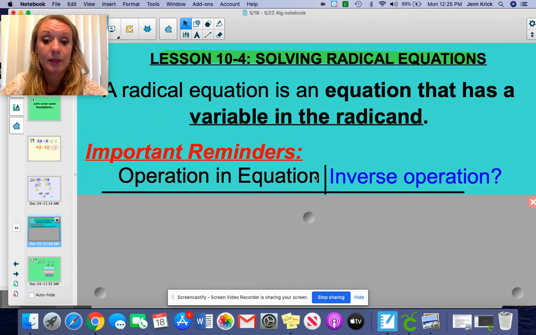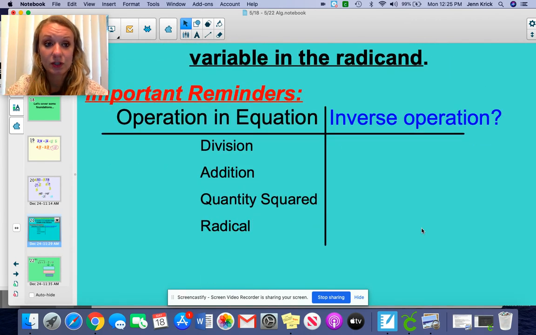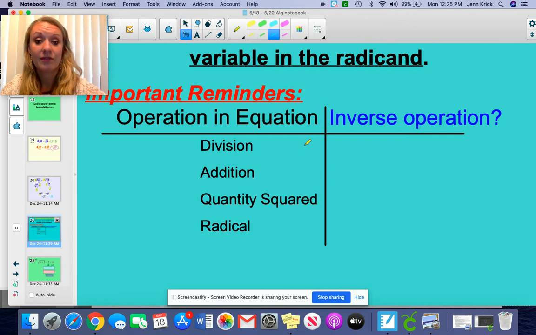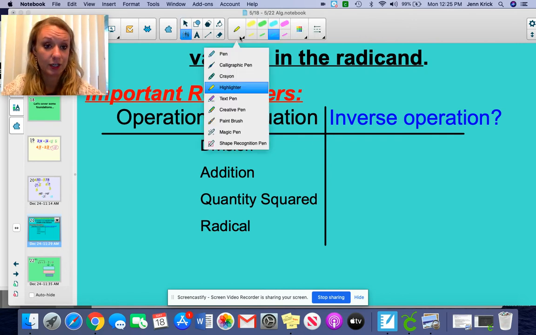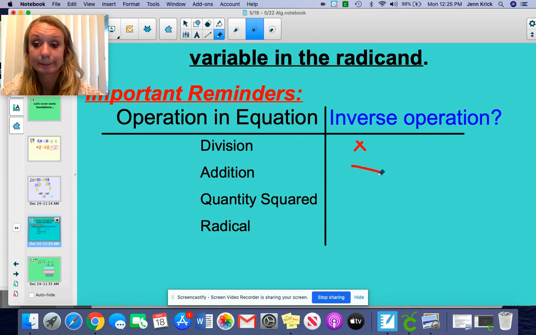Here's something to keep in mind for all of today, and that is the use of inverse operations to solve equations. So if I gave you the operation division, what would be your inverse operation of that? What's the opposite of division? Okay, well, I know that that's multiplication. What's the opposite of addition? That would be subtraction.